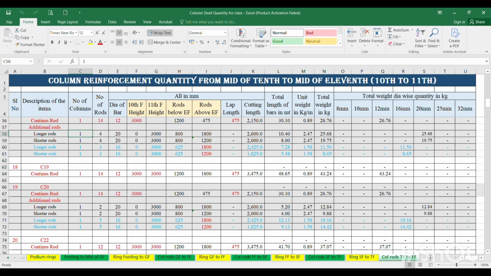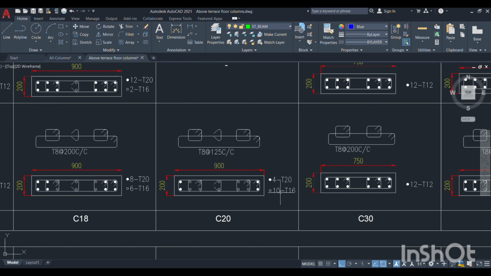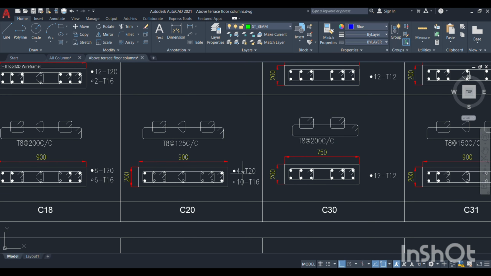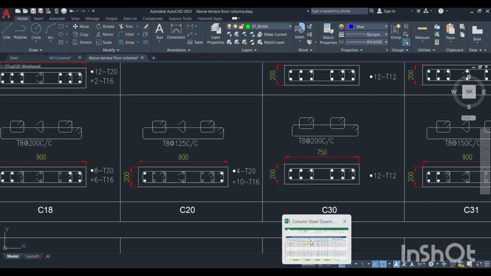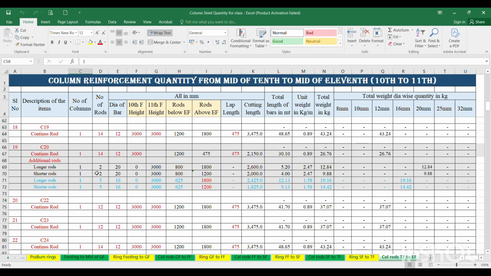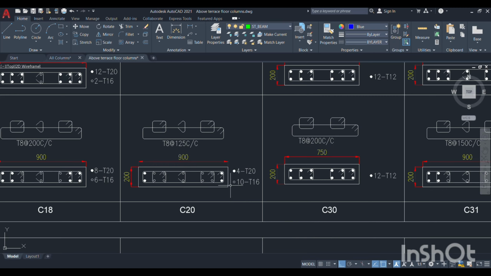Then again C20 is coming, as per this drawing. Here you see 420 and 1016 is there. In this column we need to add this 420 before casting the 10th floor column. That's why out of 420, I am taking 220 longer rod and 220 shorter rod, and these 14 number of 12 are going to terminate because there is no 12 dia rod coming up. So in this you see all the 12 dia rod terminated.